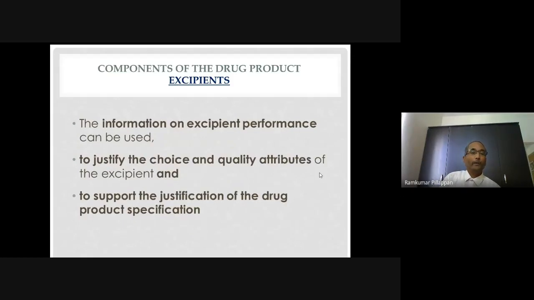The information on excipient performance can be used to justify the choice and quality of excipients used. See, again, excipient is a huge world. A knowledge of various excipients, for example, starch itself is available in 100 different forms. Pre-gelatinized, gelatinized, granulated, micronized, spray dried. There are so many types of starches, but each starch grade has a different function. One starch can be a disintegrant, another starch can be a binder. Can you imagine that? So we have to be careful in the choice of excipient and also its quality attributes. This will justify why this excipient is used in the drug product.